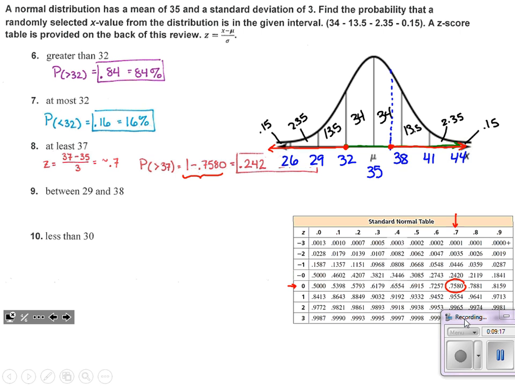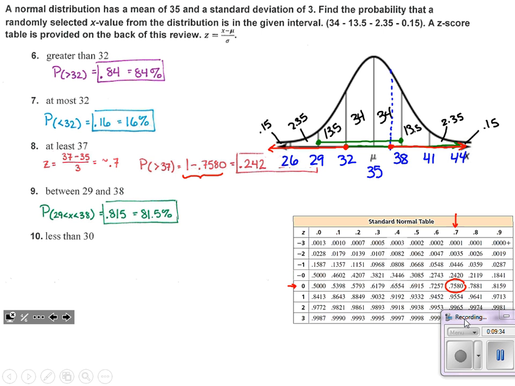All right, number 9, between 29 and 38. So here's 29, here's 38. Between those two values, I've got 34, 34, and 13.5. If I add those up, I get 81.5%.